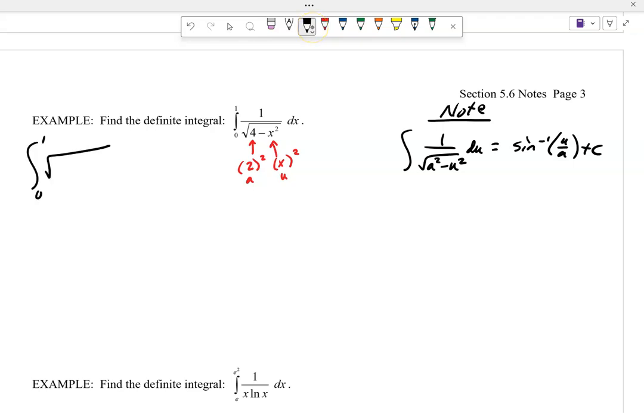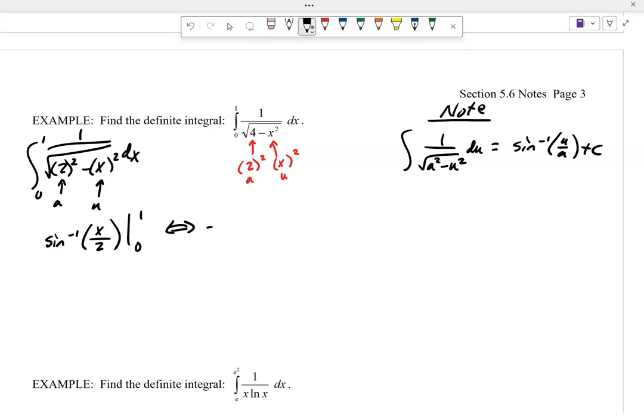From 0 to 1. Let's recognize, oops, this is 1 over the square root of 2 squared minus x squared. Again, there's our a, there's our u. And so I can just apply the integral. So it's the arc sine of u, which is x, over a, which is 2. So we've got the arc sine of x over 2 from 0 to 1. So we've got the arc sine of 1 over 2 minus the arc sine of 0 over 2.